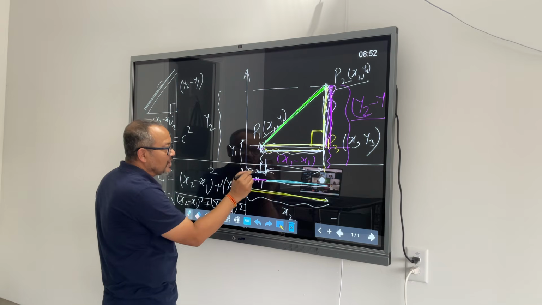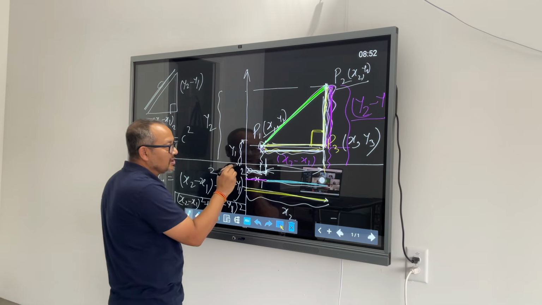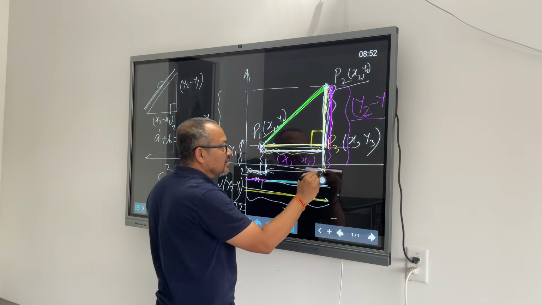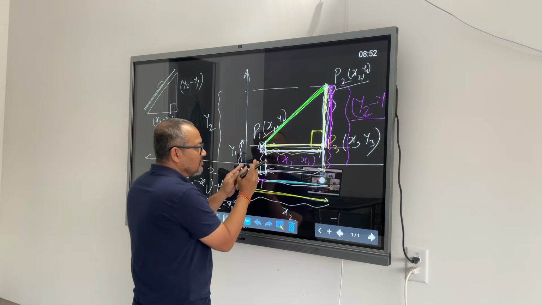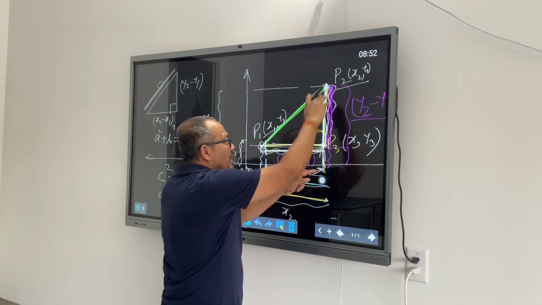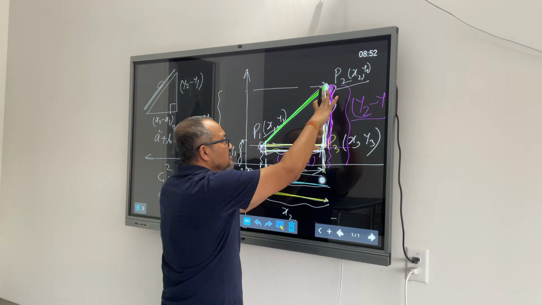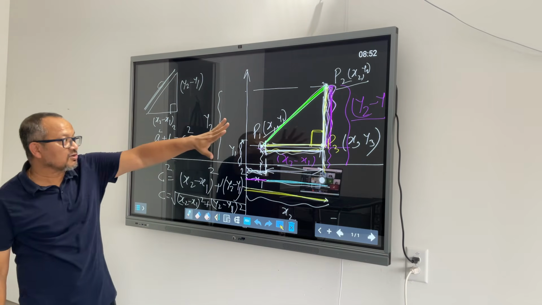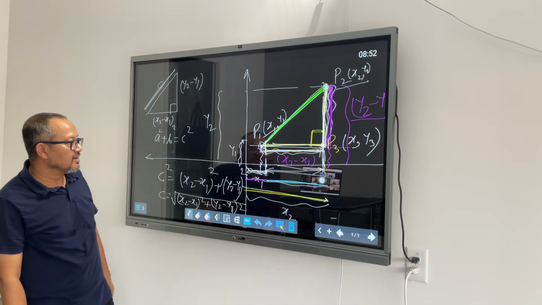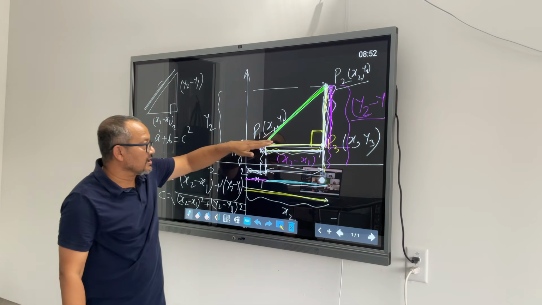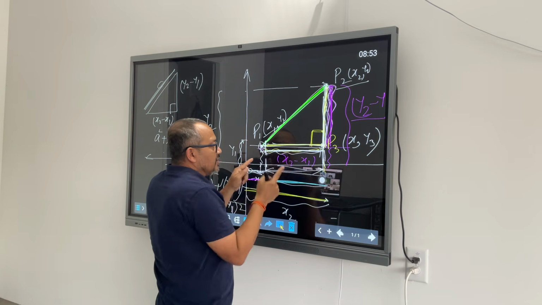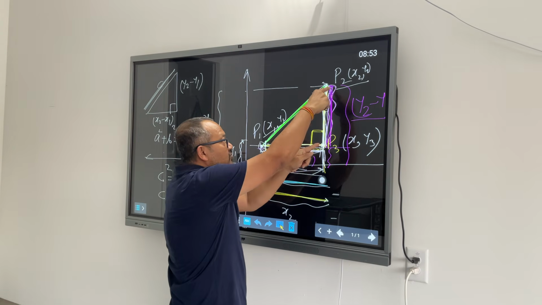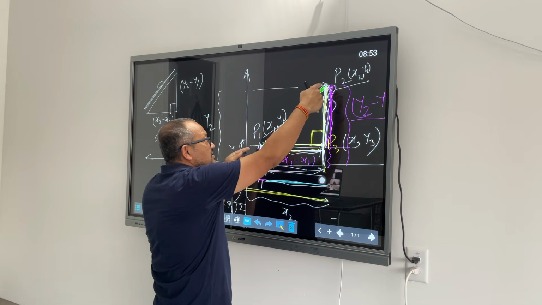Okay, x1, y1, this is x1 and this is y1. x2, y2, so this is y2 and this is x2. How much is this distance? x2 minus x1. How much is this distance? y2 minus y1, this distance. Now we are going back to the Pythagorean theorem and say, okay, fine. This is a right angle triangle now. So this square plus this square will be equal to this square. So x2 minus x1 square plus y2 minus y1 square will be equal to this distance square.